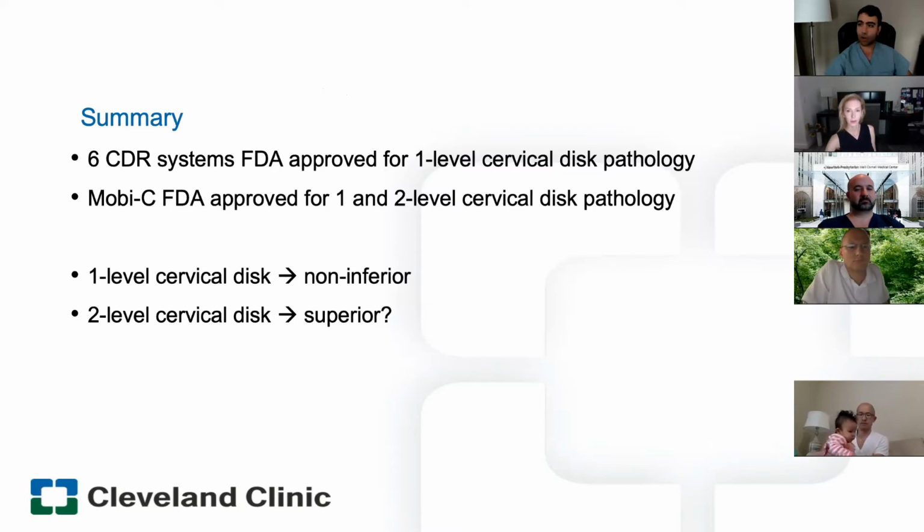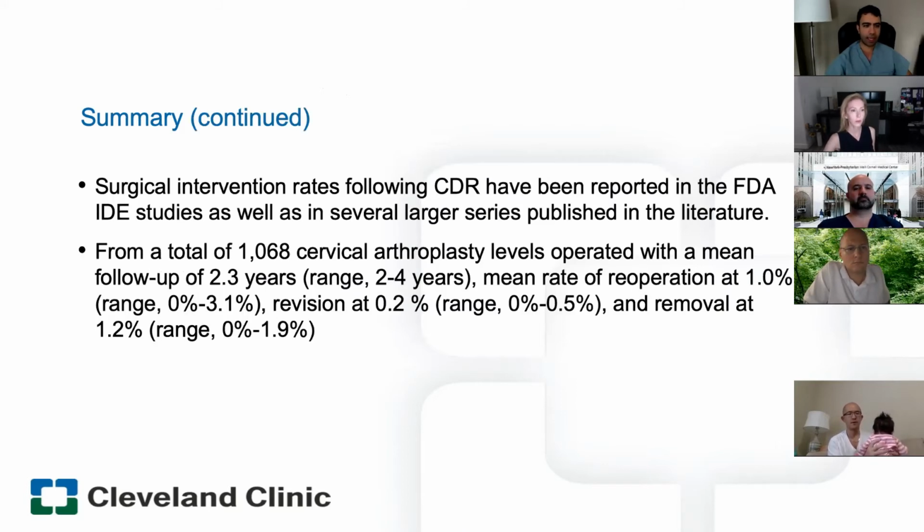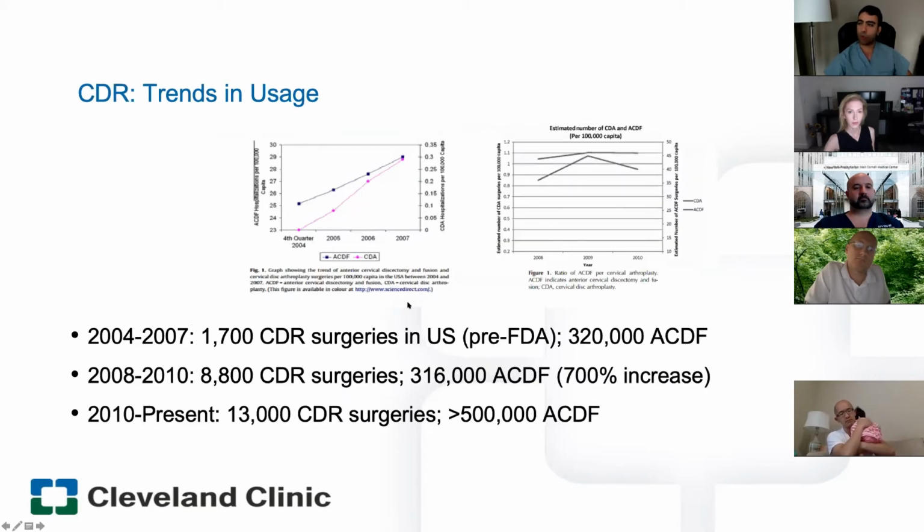Okay, so currently, as it stands now, we have about 6 cervical disc replacement systems that are FDA approved for 1 level cervical disc pathology. Mobic C is approved for 1 and 2, and I believe the ProDisc C is now also for 1 and 2 as well. Okay, now the thing is that if you believe the literature, which is, again, predominantly industry-sponsored studies, all right, there was less of a reoperation rate at about 2 years compared to ACDF, less of a revision rate, and there was a low removal rate, okay?